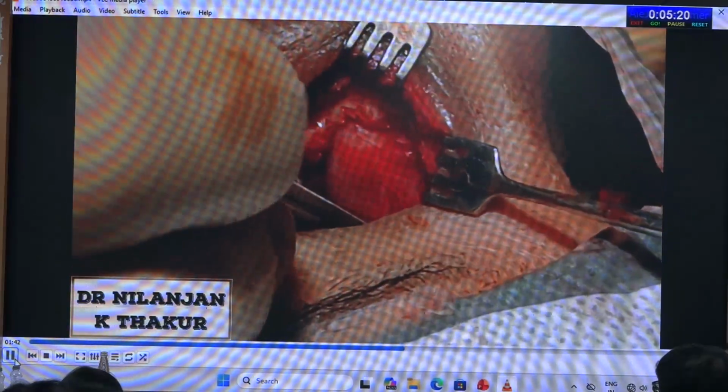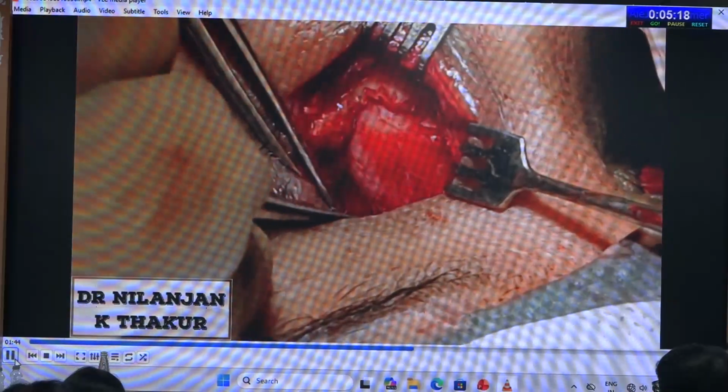So now this is the nasal mucosa. Here also you need to create two flaps.